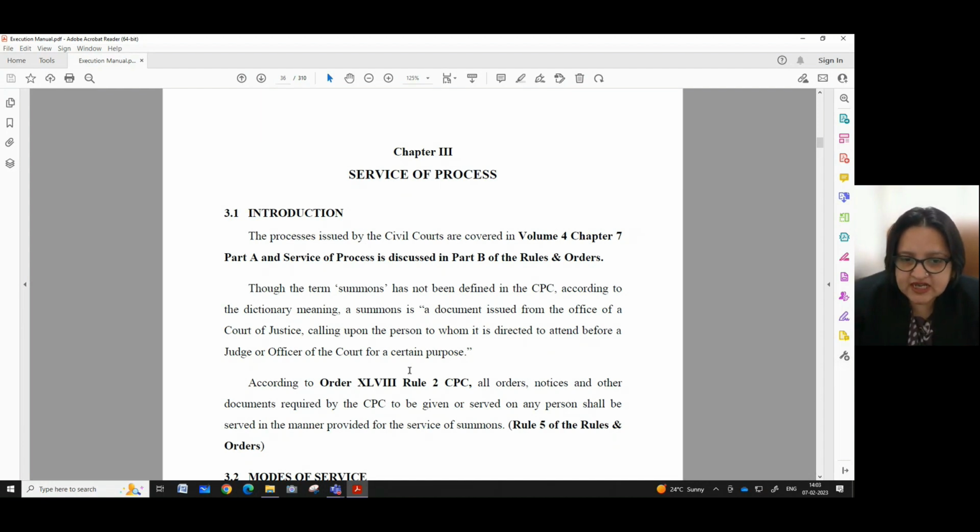According to Order 48, Rule 2 CPC, all orders, notices, and other documents required by the CPC to be given or served on any person shall be served in the manner provided for the service of summons. Rule 5 of the Rules and Orders.